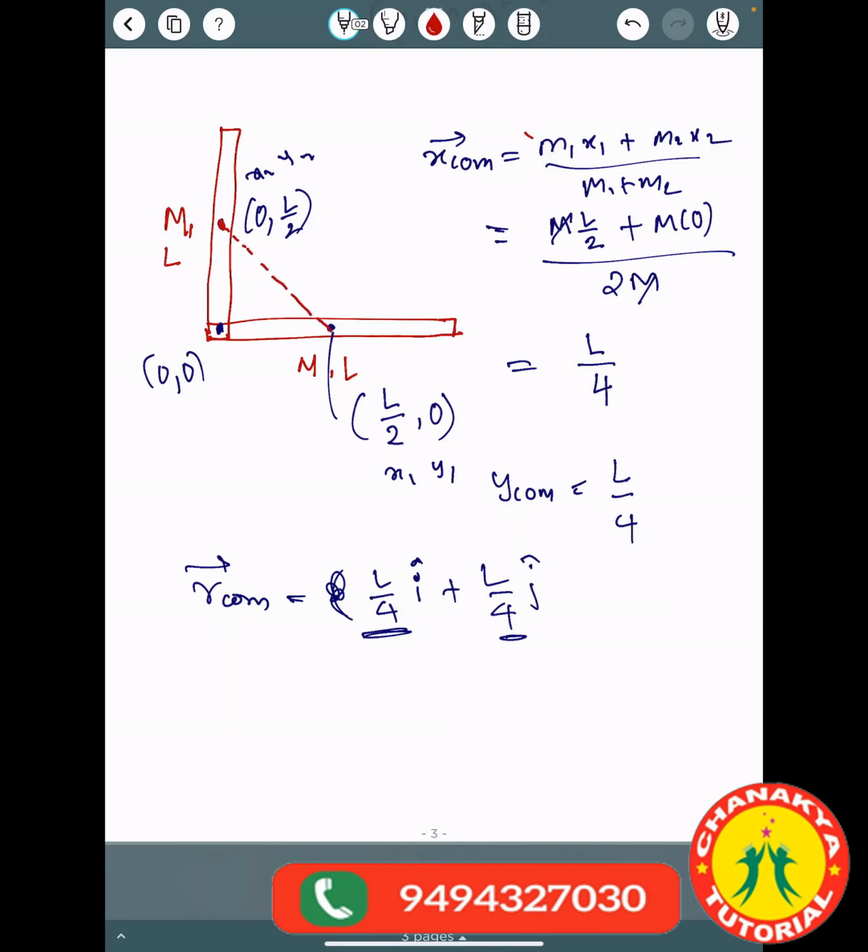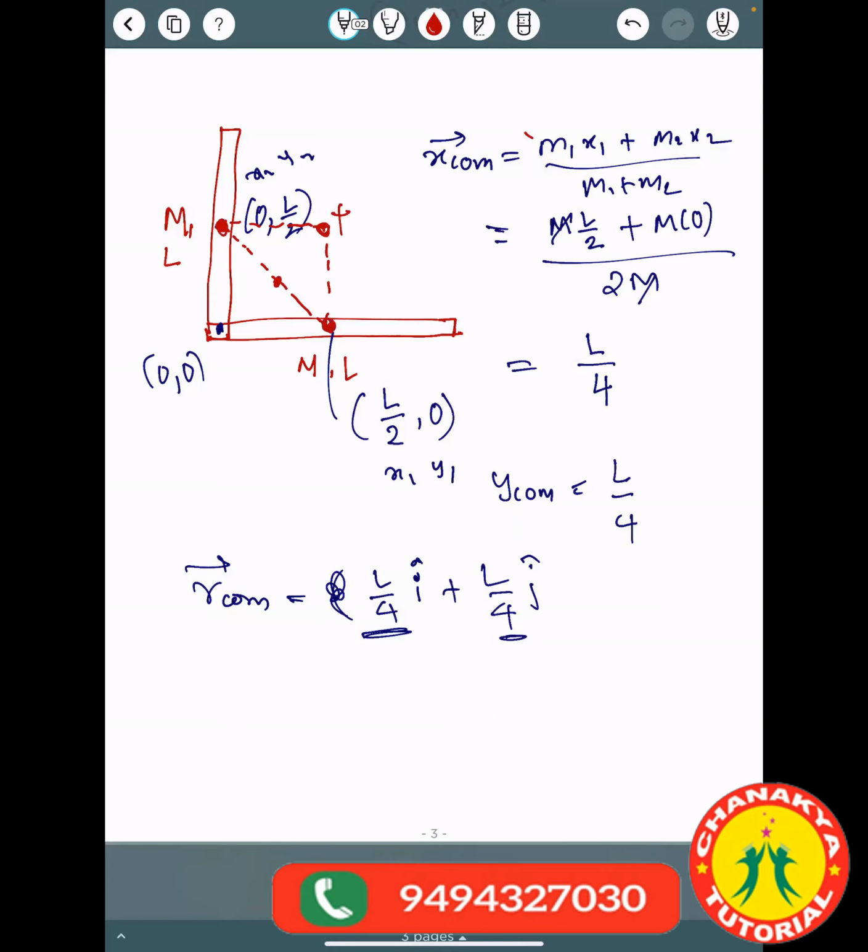Some people say that okay, this is L by 2, this is L by 2, so the center of mass will be at L by 2. People say the center of mass is here. Is it on this line? No, right? So this is wrong. Always it will be on the line joining the centers of mass.